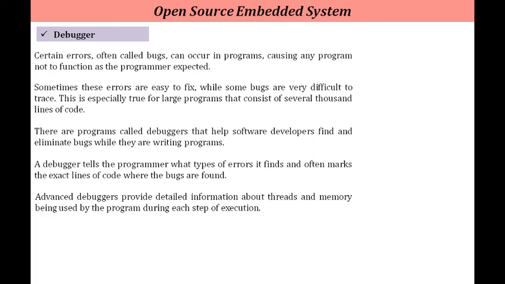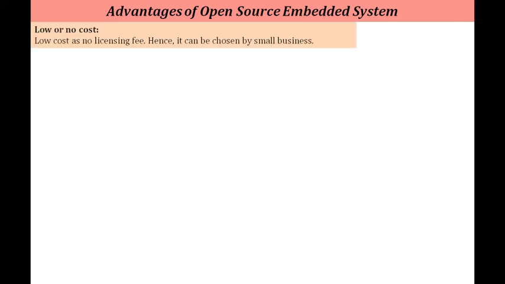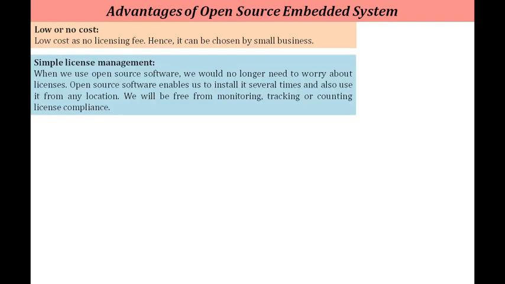Now let's discuss the advantages of an open source system. The most important advantage is low or no cost. As it is freely available, there is no question of licensing. The cost related to licensing is zero or negligible, so it can be chosen by small businesses. The second important advantage is simple license management. We no longer need to worry about licenses because it is freely available. It enables us to install it several times and also use it from any location. So we are free from monitoring, tracking or counting license compliance.